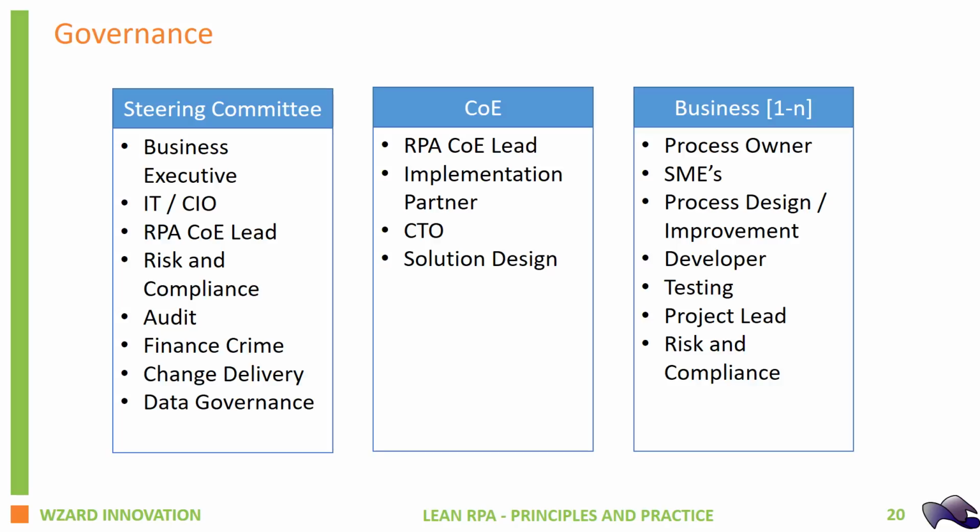Within each of the business areas then, you're going to have a different combination of process owners, SMEs, and process improvement people there to evaluate and improve processes. You're likely to have local developers and testing, and a project lead or maybe Scrum Masters to drive individual activities forward. And of course, different teams may have different risk and compliance profiles that will need that local understanding to be able to implement.